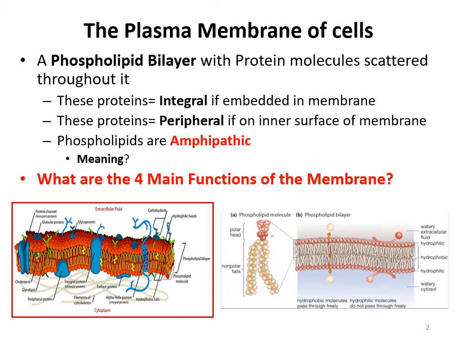Okay, so again, the four functions are it separates the inside of the cell from the outside environment. Second, it allows transport of molecules into and out of the cell. Third, it's involved in communication through receptors. And fourth, it's involved in anchoring or attaching the cell to surfaces.